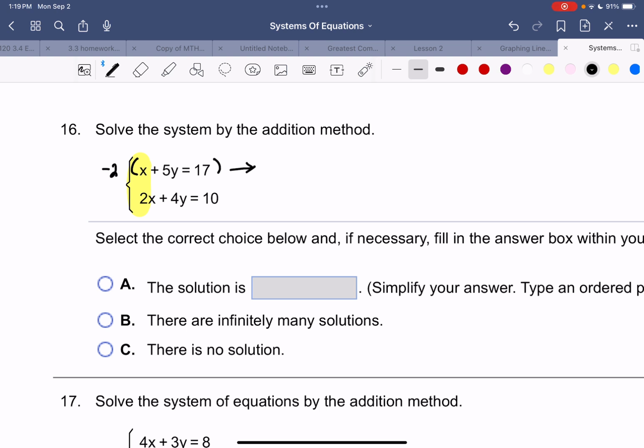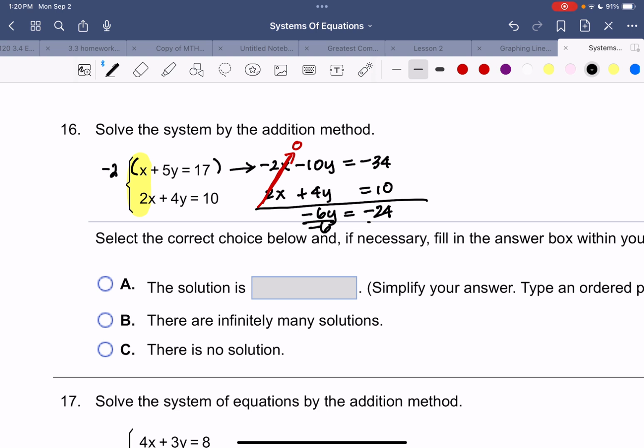If I do that, I get negative 2x minus 10y is negative 34. And here I have 2x plus 4y is 10. Then when I add them together, the x variables add to 0. And so I get negative 6y equals negative 24. Divide by negative 6, and I get y is 4.